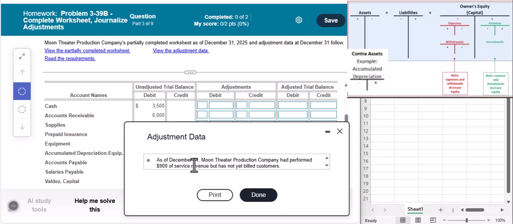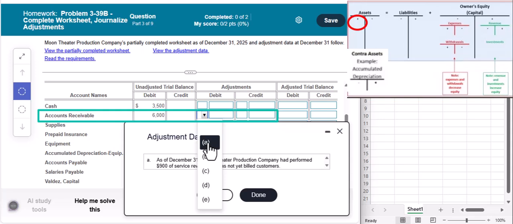As of December 31st, Moon Theater Production Company has performed $900 of service revenue and has not yet billed customers. And because we have not yet billed customers and it's the end of the period, we need to show how much they owe us. And then which account shows how much customers owe us? It is AR. And AR is an asset and it's increasing. So that's going to be a $900 debit to accounts receivable. So we're going to first input our letter for adjustment A and then a debit of $900 to accounts receivable.